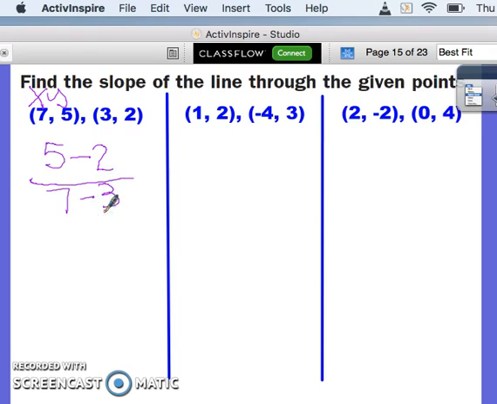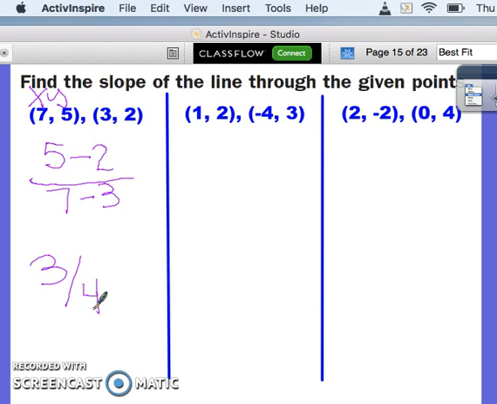So 5 minus 2 is 3, and it's going to be over 7 minus 4, which is 4. I'm going to reduce it down. I'm just going to do one time, I'm going to do it the opposite way, and I'm going to show you that you're going to get the same answer.